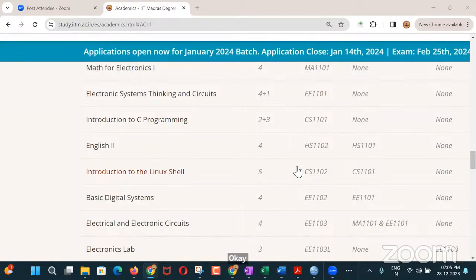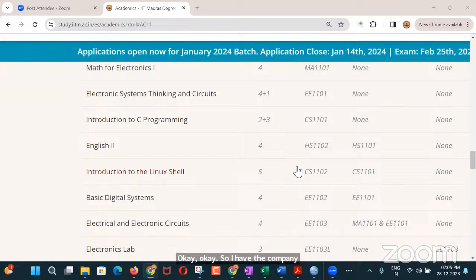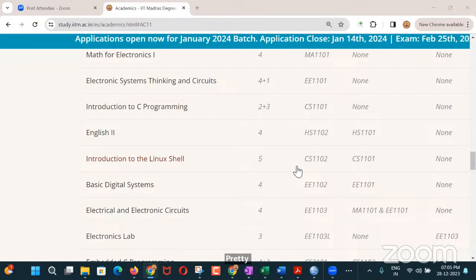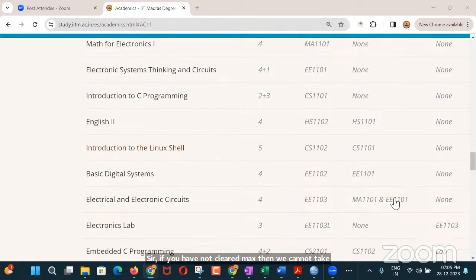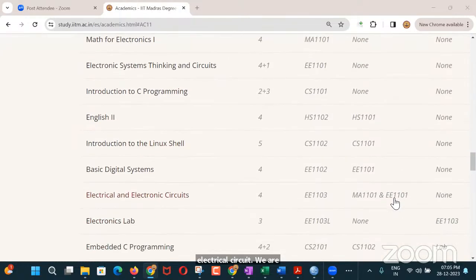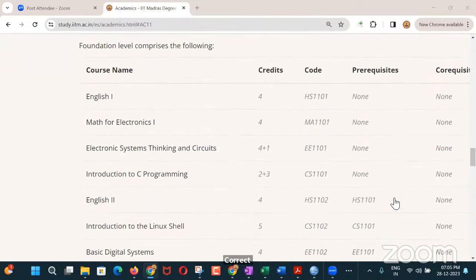Okay, sir. Then, if I complete the CCC, it will be 4 only, then also I can take only 3 courses. You can take up only 3 courses. Sir, if we have not cleared maths, then we cannot take electrical circuits. But what if we have passed other subjects?